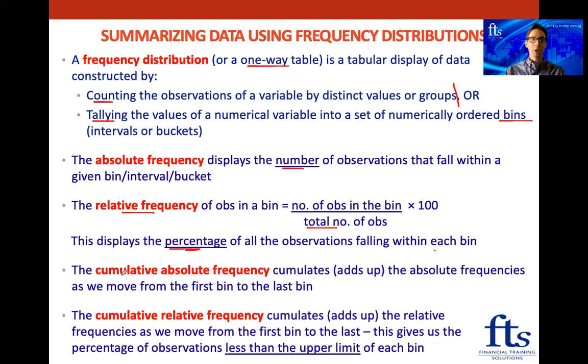Now with the cumulative absolute frequency, cumulative means we're going to add up. So all we need to do is add up the absolute frequencies as we go from the first bin to the last bin. And then the cumulative relative frequency means we're going to add up the relative frequencies as we go from the first bin to the last bin. This is going to give us the percentage of observations that are less than the upper limit, and some people call it the upper bound of each bin. So let's do the example, then all of this is going to become clear.